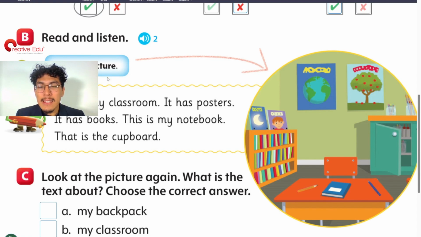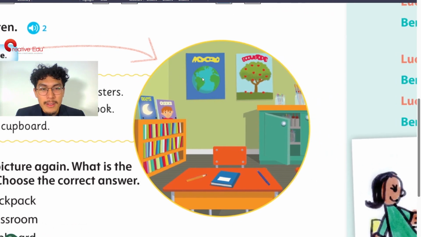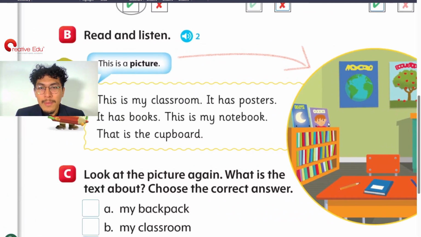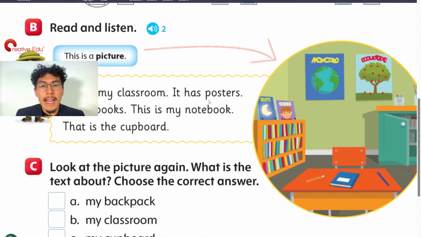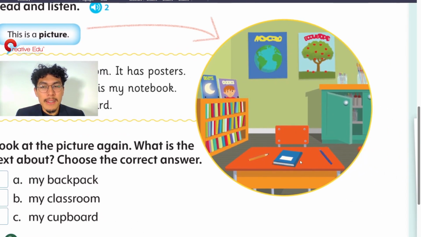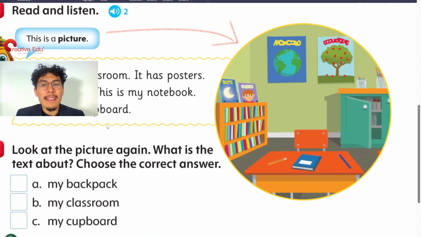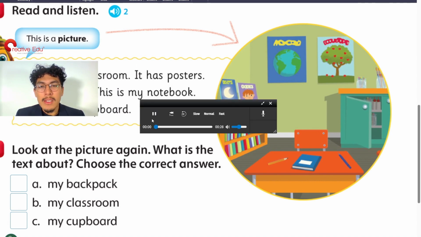Read and listen. This is a picture. So can you see this picture? This is my classroom. It has posters, it has books. This is my notebook, and that is the cupboard. So now let's listen. Page 8, Unit 1. Get ready to read. B. Read and listen.